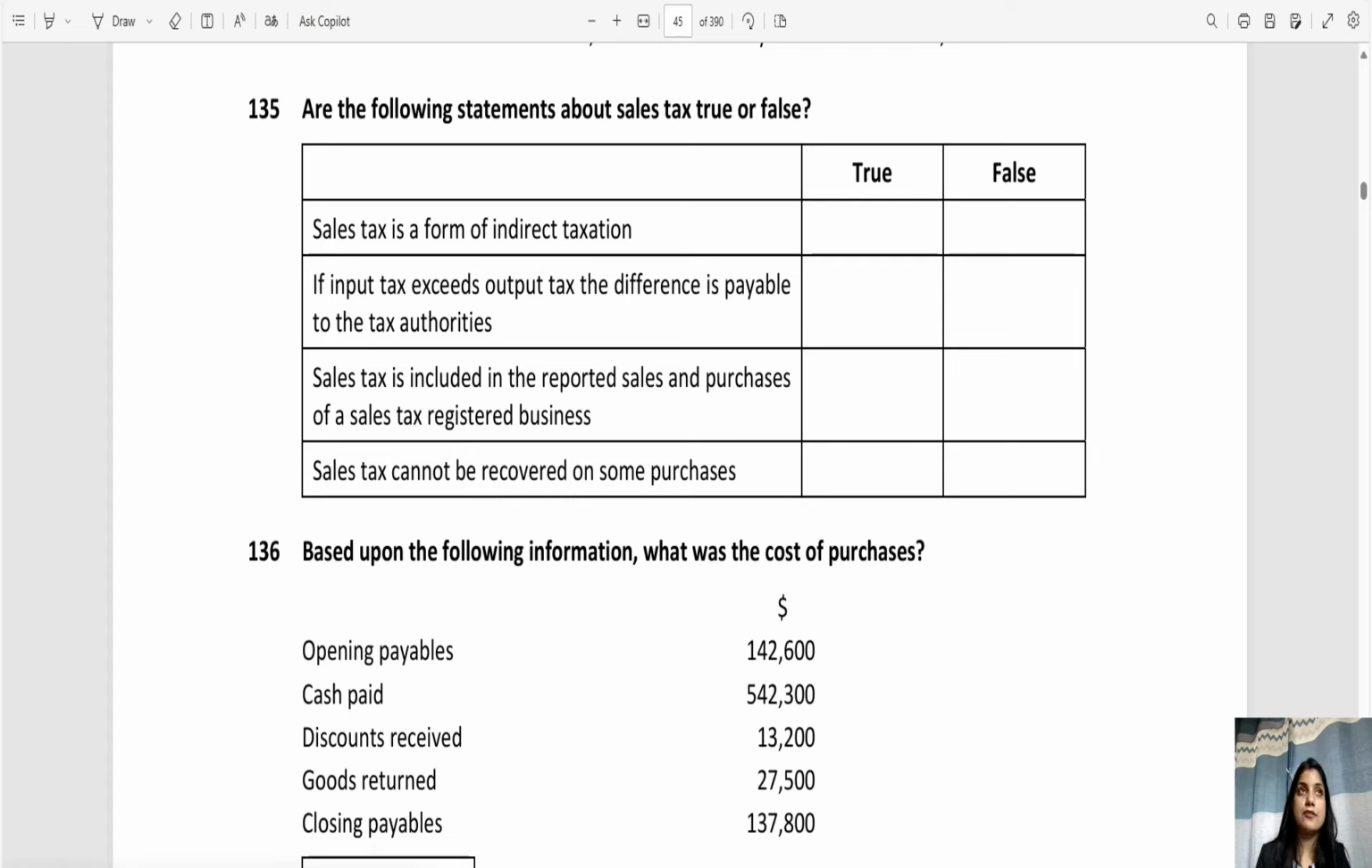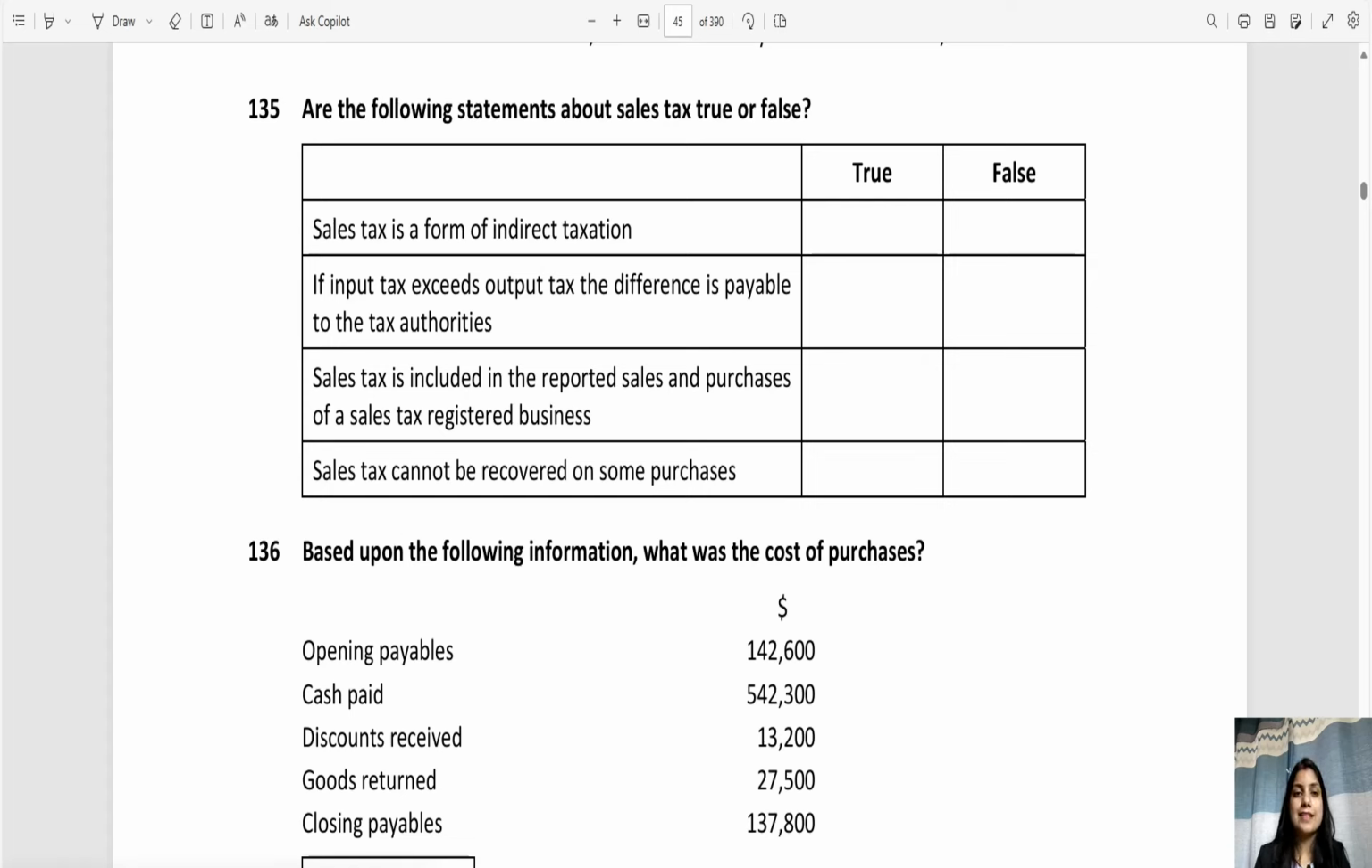But the sales tax is a VAT. So it's the business that is registered for the VAT that will pay on behalf of the customer to HMRC. They will simply collect the VAT from all the customers while selling the goods on which VAT needs to be charged, and they will pay those amounts back to HMRC. So it's correct. Sales tax is a form of indirect taxation. It's true.